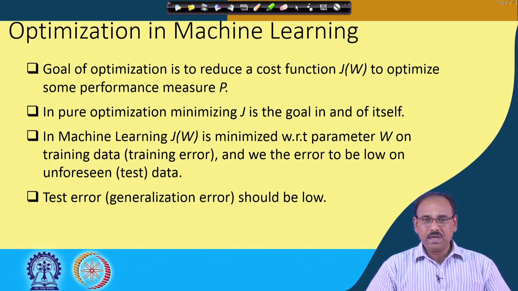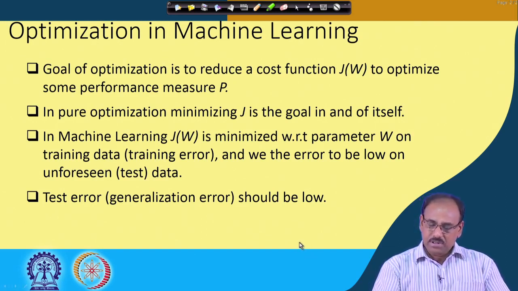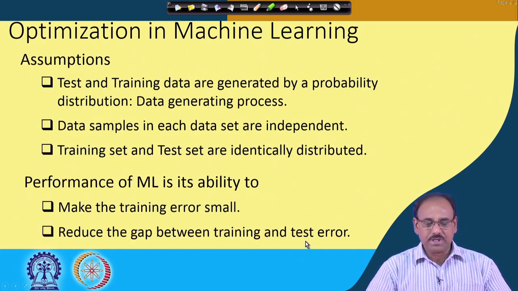So, in case of machine learning algorithms, though I am optimizing the machine on the training data, my aim is that the same machine should perform well on the test data as well as on the real life data. So, that is the basic difference between a machine learning algorithm and optimization in general.